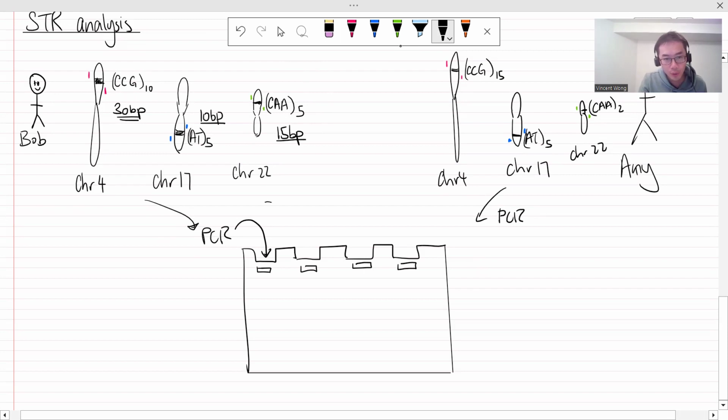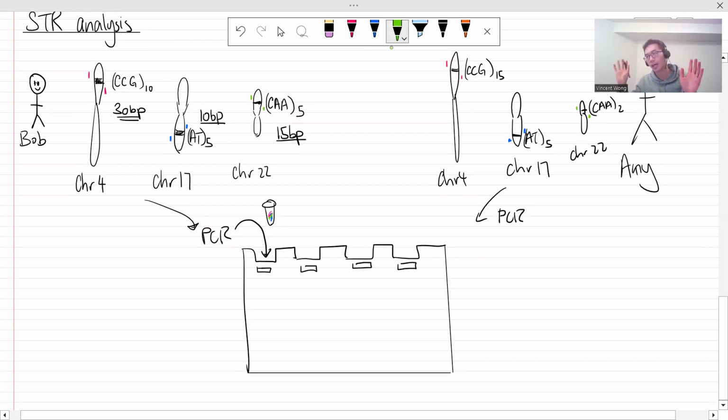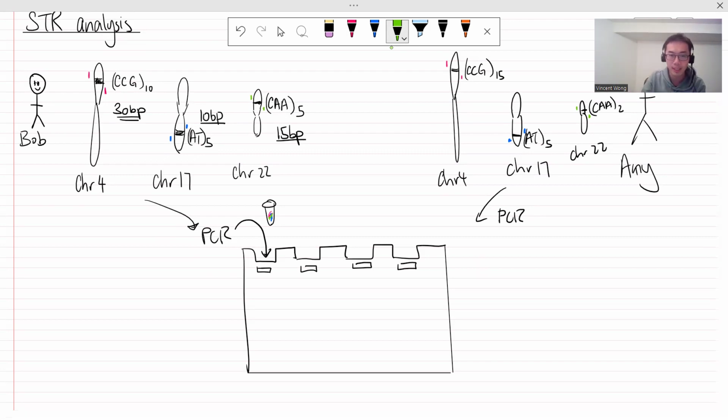So in your test tube, after you do the PCR, you would have the red DNA. They're not really red, but they're the red ones that are copied from there. Then there are the blue ones, and the green ones. Again, they're not colored, I'm coloring them to show you for simplicity. And then you load them onto the gel. You will load Amy's sample over here at the same time.